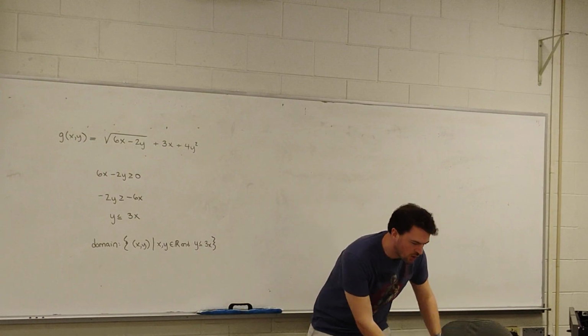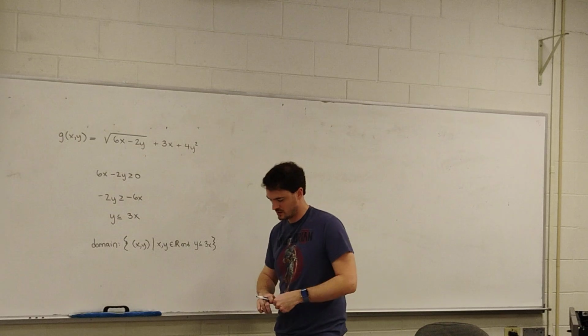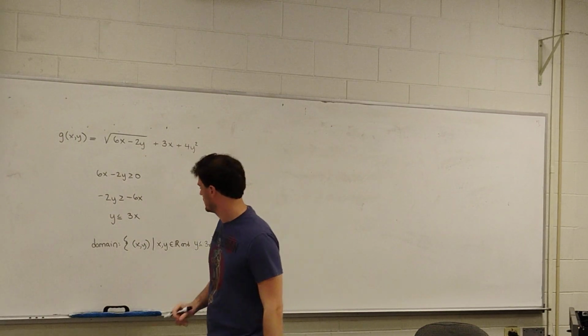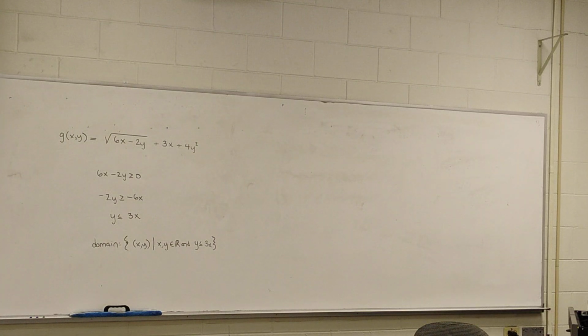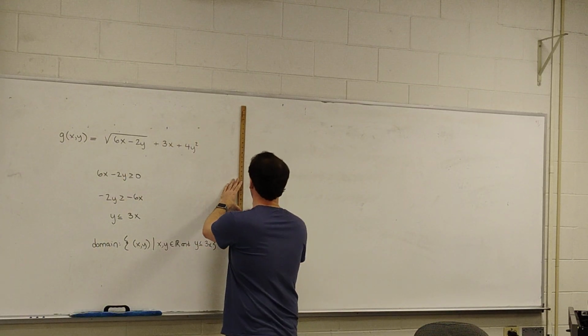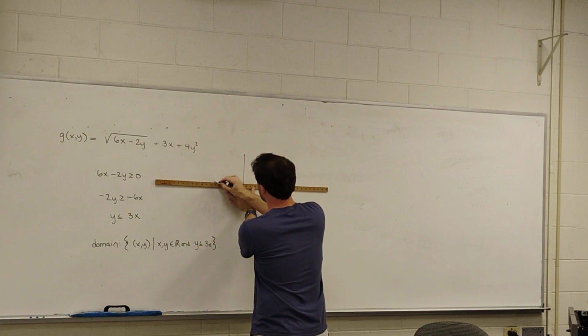My domain is going to be all values of x and y such that both of them are real numbers, and it just needs to be true that y is less than or equal to 3x. Is it and? Can you just use a comma, or do you want the and word? Oh, honestly, I don't think it matters.